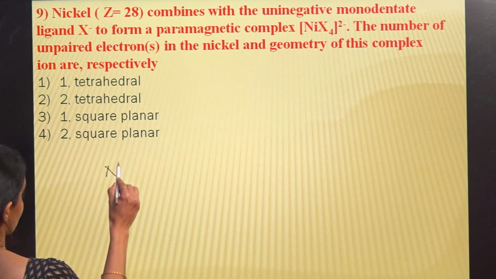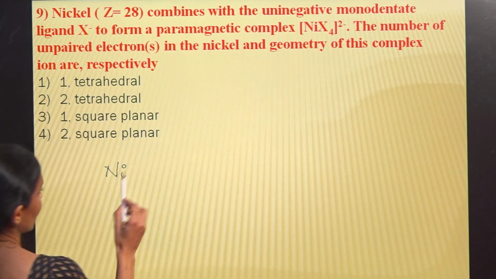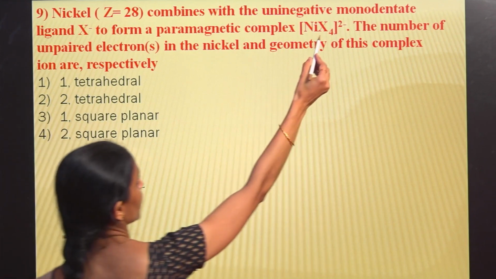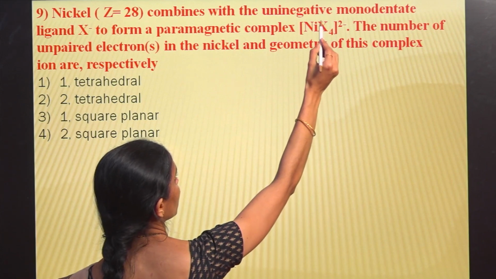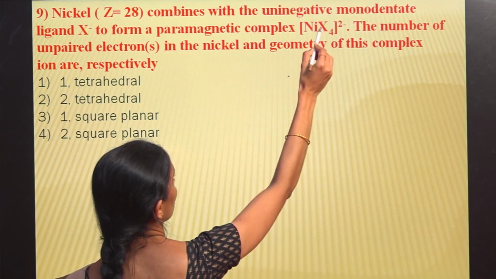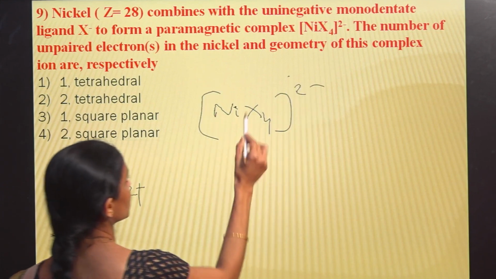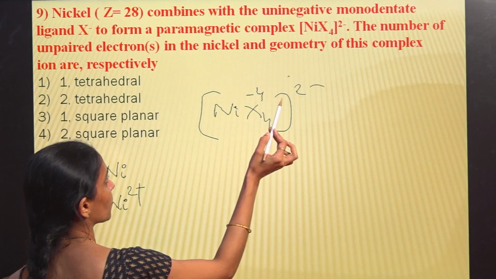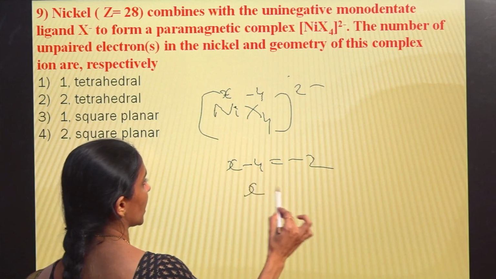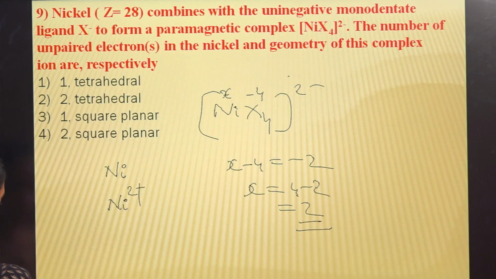So let me take up the central metal ion. Nickel is the central metal, but it is present in which form? Ni2 plus. Because this is uni-negative, there are 4 such uni-negative ligands, so that makes it minus 4. In NiX4 2 minus, the charge contribution from this is minus 4. So if you take it as x minus 4 is equal to minus 2, x is 4 minus 2, that is 2. So nickel is in 2 plus form.